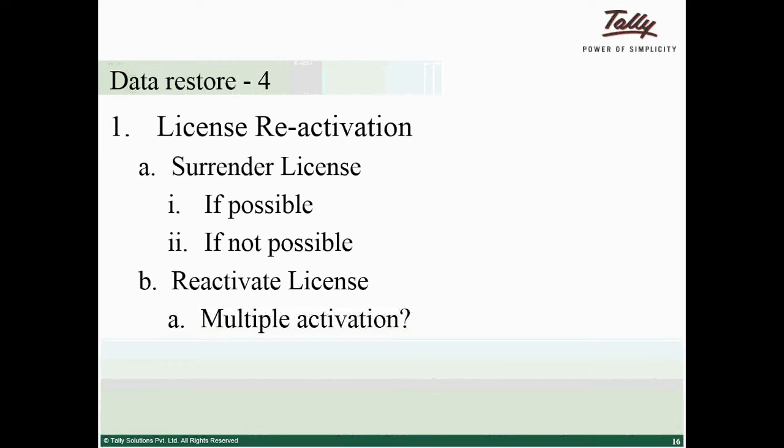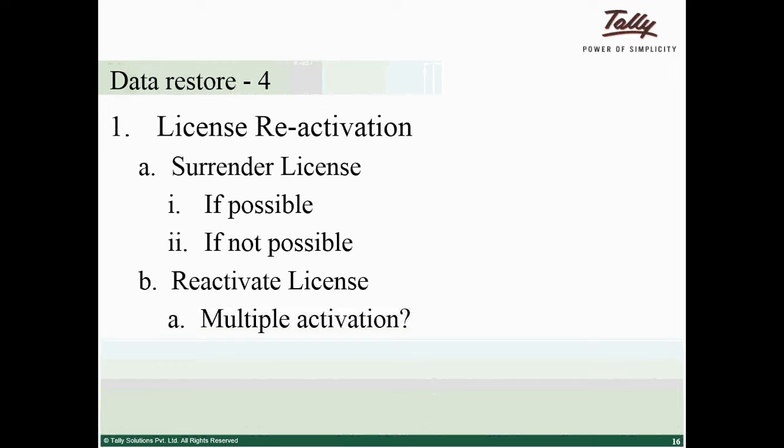When a Tally license is required on a system that is different from a currently licensed computer, we must do these steps. If we are moving the license to another computer, this could be due to the computer having crashed or for other reasons. If Tally is operational on the first PC, then surrender the license. This is to be done from Gateway of Tally screen: press F12, Licensing, and Surrender License. Now install Tally in the next PC, restore the data, then reactivate the license.